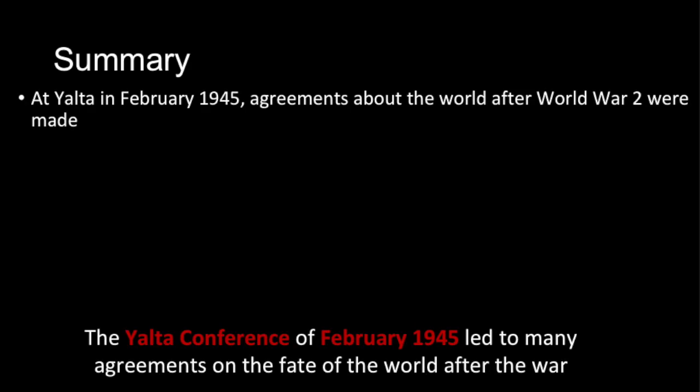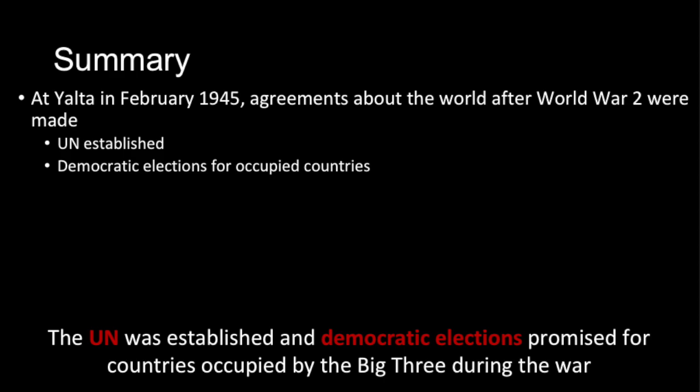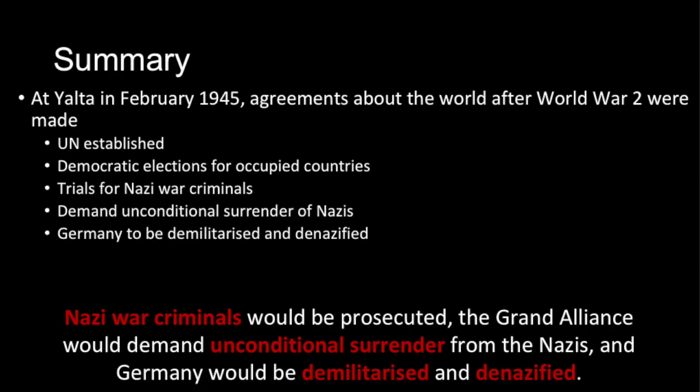So, to summarize what we've learned today, the Yalta Conference of February 1945 led to many agreements on the fate of the world after the war. The UN was established and democratic elections promised for countries occupied by the Big Three during the war. Nazi war criminals would be prosecuted. The Grand Alliance would demand unconditional surrender from the Nazis, and Germany would be demilitarized and denazified.